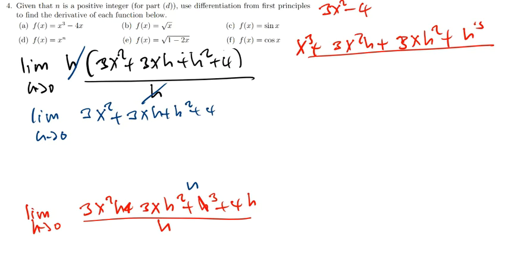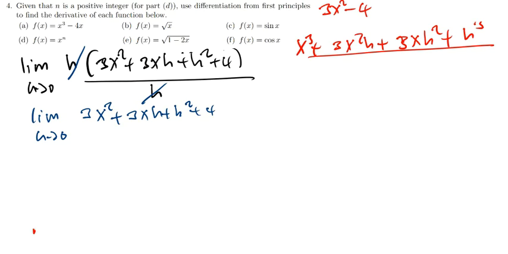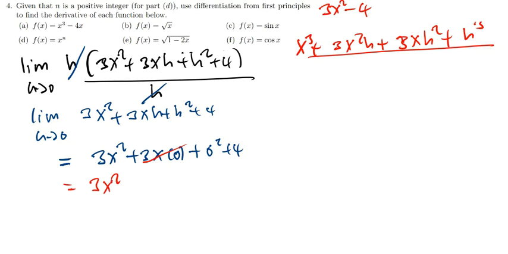Now, when I plug in h, it's not going to be undefined, it's going to be defined. So I plug in h, I'll say equal to 3x squared plus 3x, where there is h we put 0, plus 0 squared plus 4. So this will be 0. Therefore I have 3x squared.